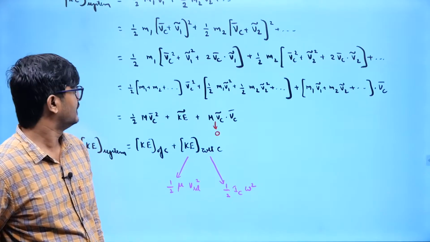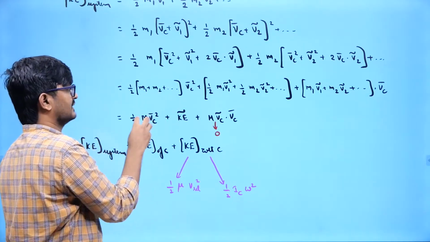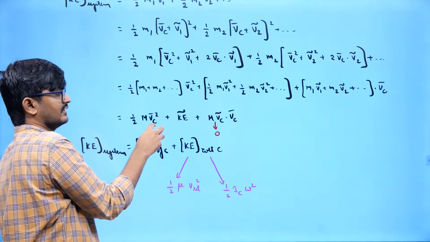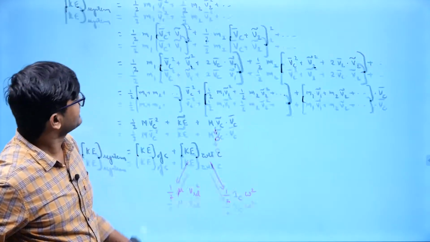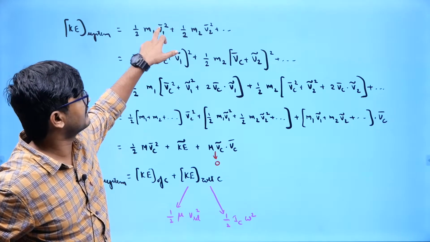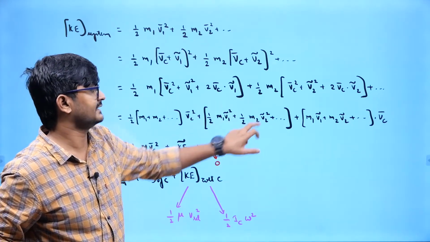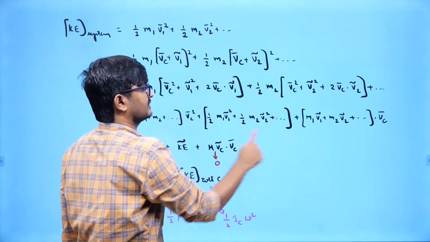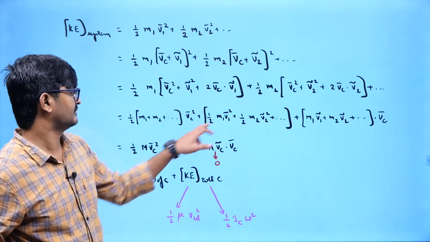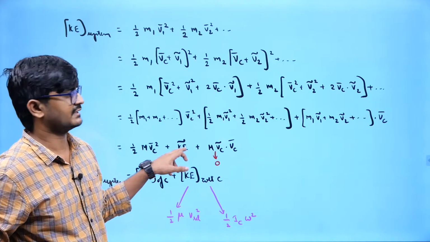Now this thing is nothing but the total mass, right? So this is half into total mass into velocity of center of mass square. Now what does this look like? This looks like the same thing as this, but the only difference is that instead of the vector there is the tilde. The meaning is, if this is the kinetic energy of the system from the ground frame, this is the kinetic energy of the system from the center of mass frame.